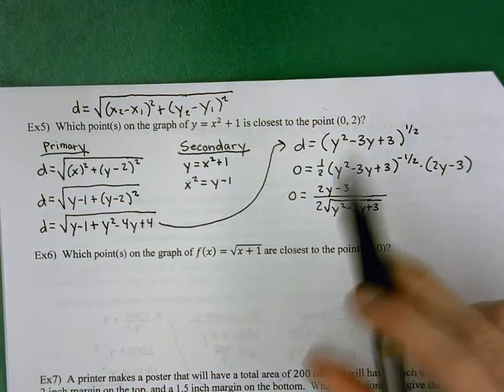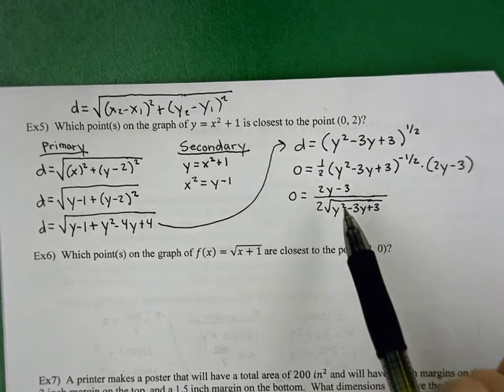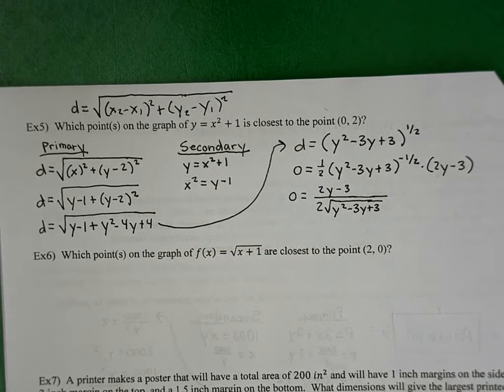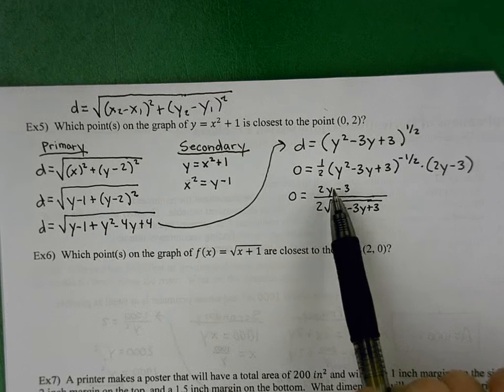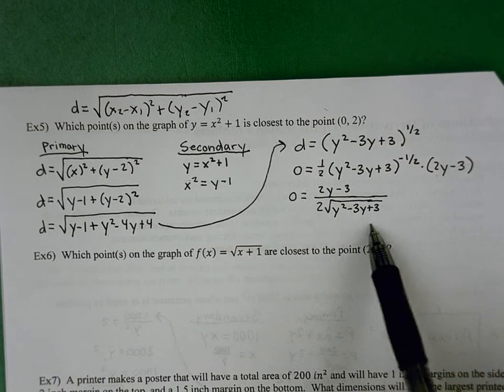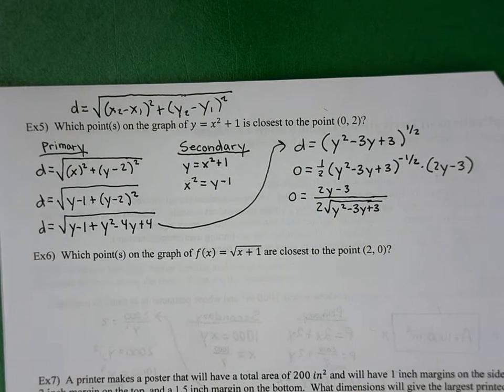Well, when you have a fraction equal to 0, this goes back to what we've done in Unit 3, which is there's only one part that actually has to equal 0, right? The only part that actually has to equal 0 is the numerator, because 0 divided by anything is 0. In fact, if the denominator equals 0, that doesn't equal 0. That equals a non-existent point or an indeterminate point.